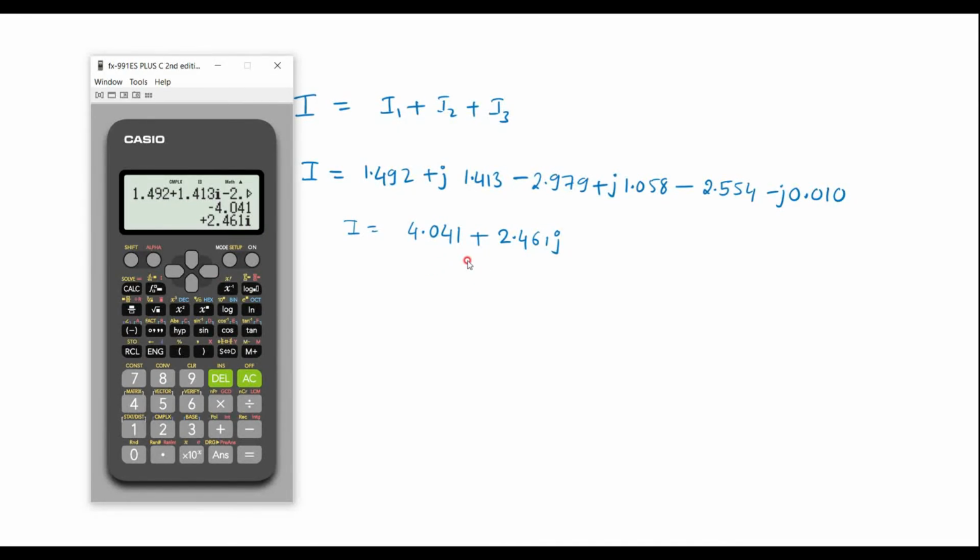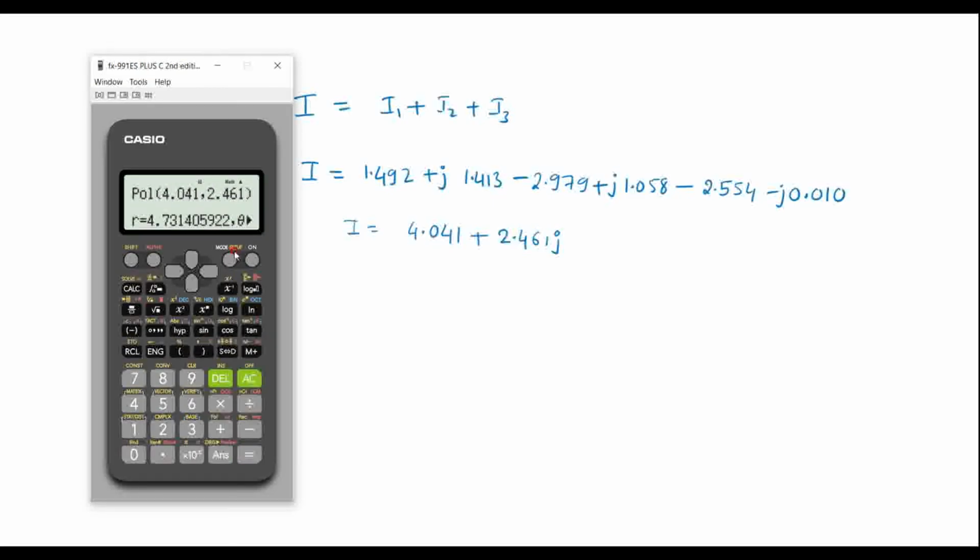To keep the value in polar form, in some calculators we can directly convert rectangular into polar, but in this calculator again we have to go to the compound mode. Here we have POL, select this POL. Now we have to feed these two values, 4.041, then give a comma, that is shift comma, feed the value 2.461, close the bracket, press equal.